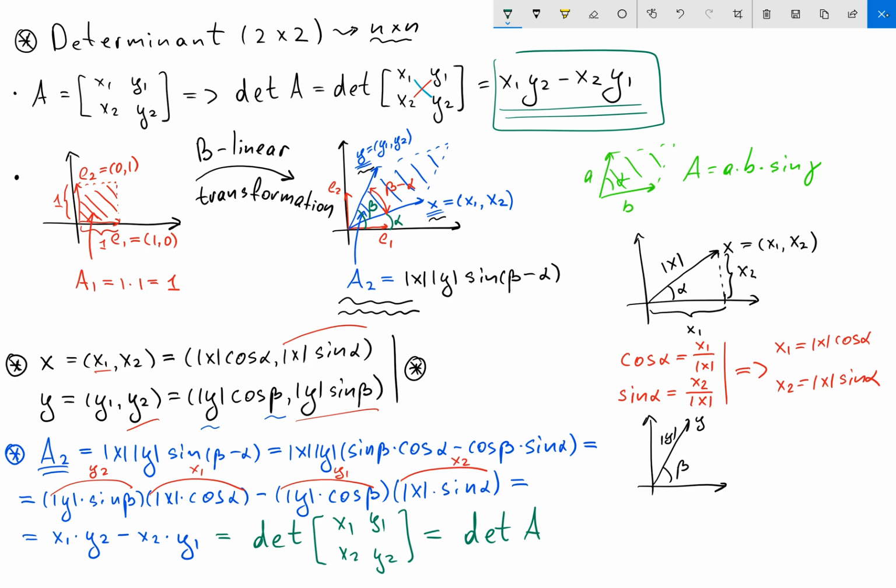And this is super cool. So basically, the meaning of the determinant is how the area of the unit square is going to be changed under a linear transformation. So we actually find the value by which the area of the unit square is going to be changed. So this is the geometric meaning of the determinant.